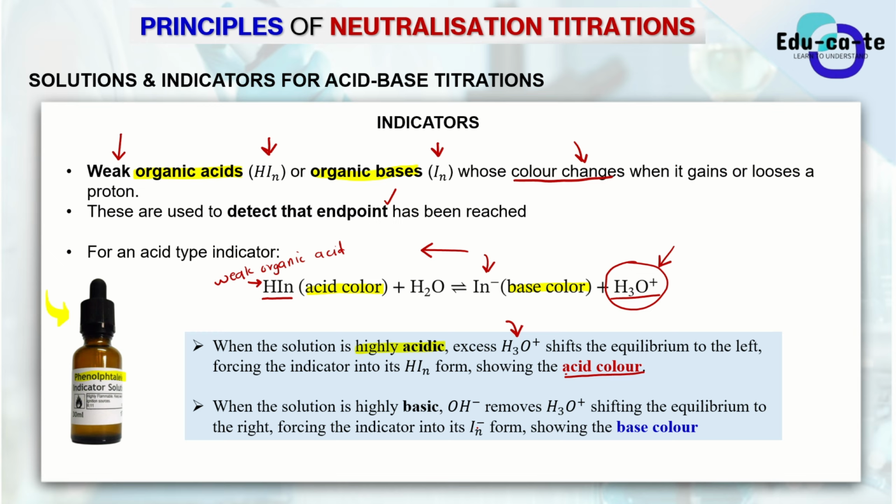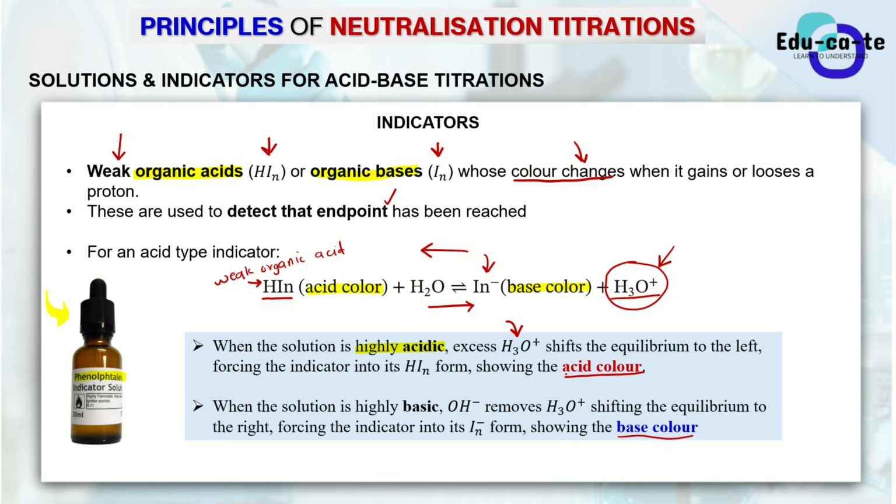But when the solution is highly basic, let's just say you are using a basic solution as your analyte, and you pour in drops of your indicator, then what will happen? We'll know that the hydroxide ions from this basic solution will neutralize the hydronium ions, and this will shift the equilibrium to the right. The opposite will be true in that way. This will force the indicator to show its base color. So this is just explaining the mechanism by which the indicator changes color in acid and base.